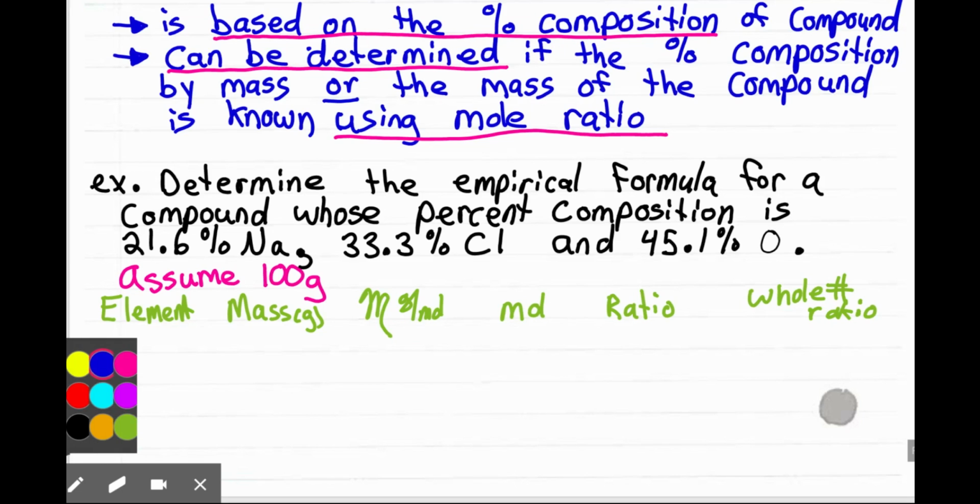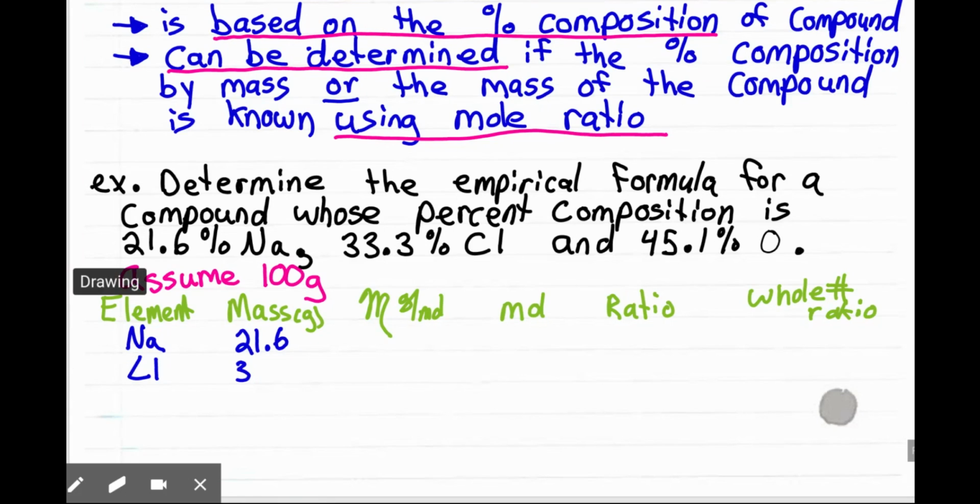So we're going to look at our givens. Our elements are sodium, and it was 21.6%. So that means if we have 100 grams of that, 21.6 grams is sodium. We also have chlorine, and 33% of that was chlorine. So our mass is going to be 33.3. Fix that. Wow, my pen's not doing so hot right now.